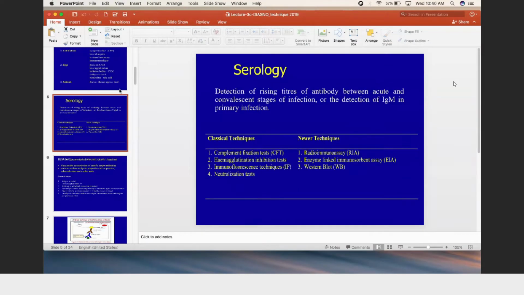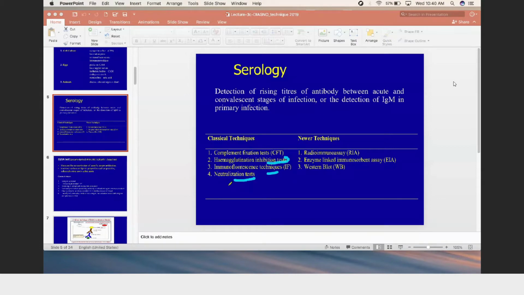There are several other methods here, just to tell you. Complement fixation test, hemagglutination inhibition test. I don't want to explain it here. You will learn it with Dr. Yasmin during the practical session. Same thing with immunofluorescence, and same thing with the neutralization test.